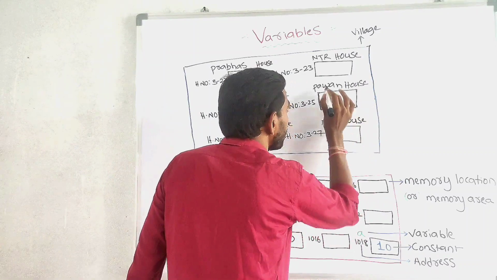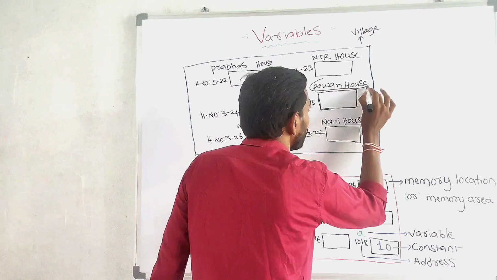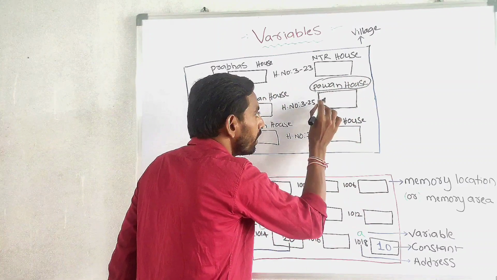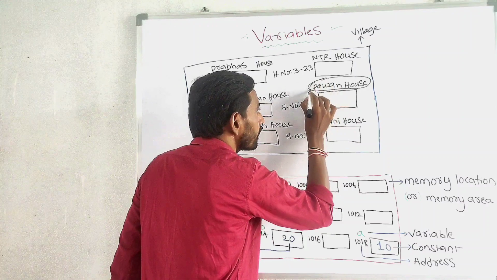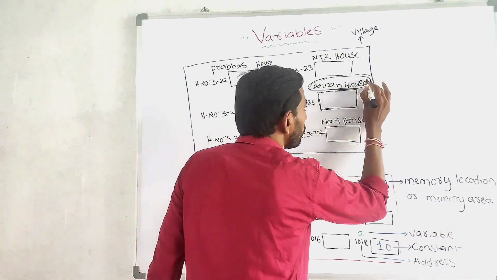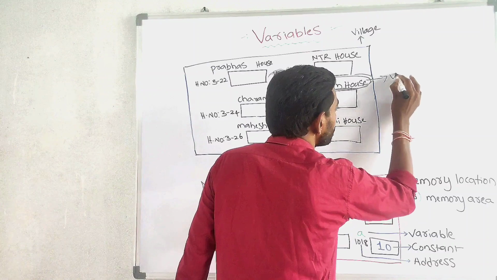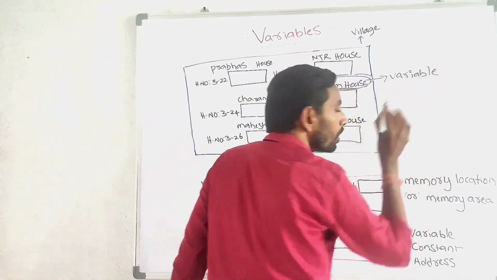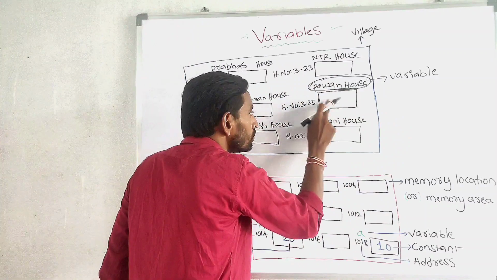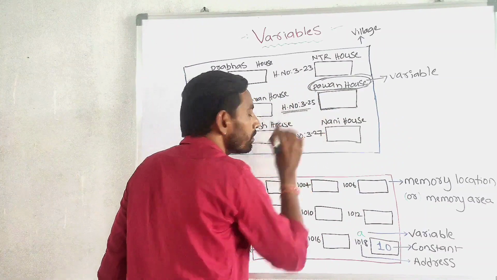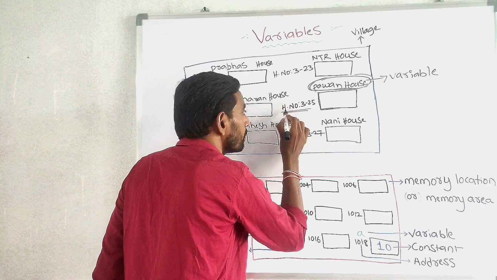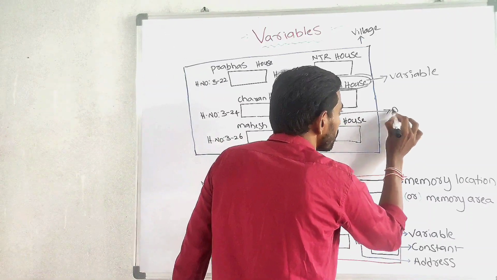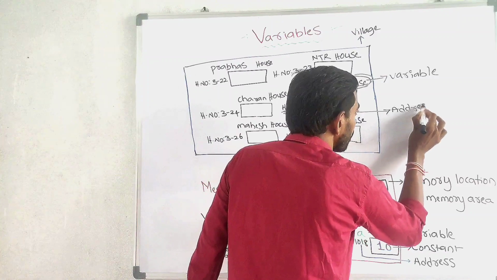This house has a name called Pavan house. This Pavan house I am treating as a variable. This Pavan house has a house number. This house number I am treating as the address.